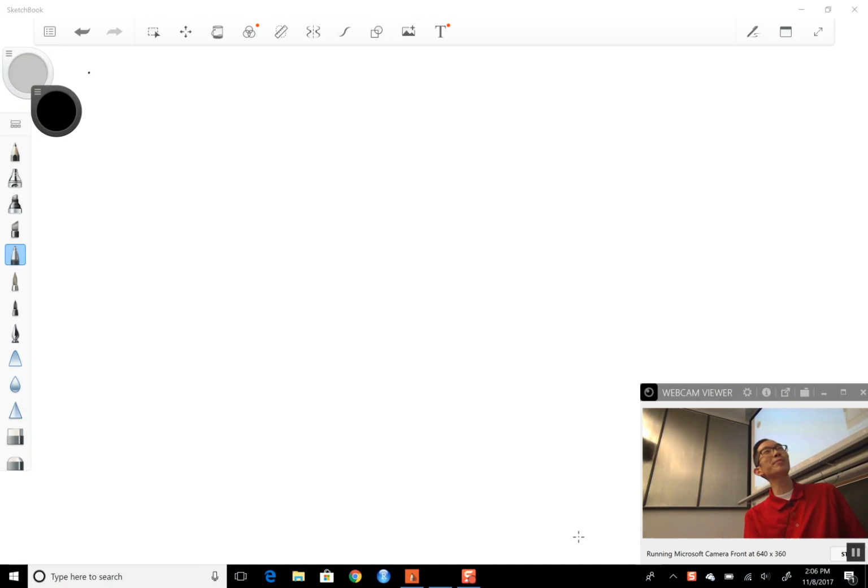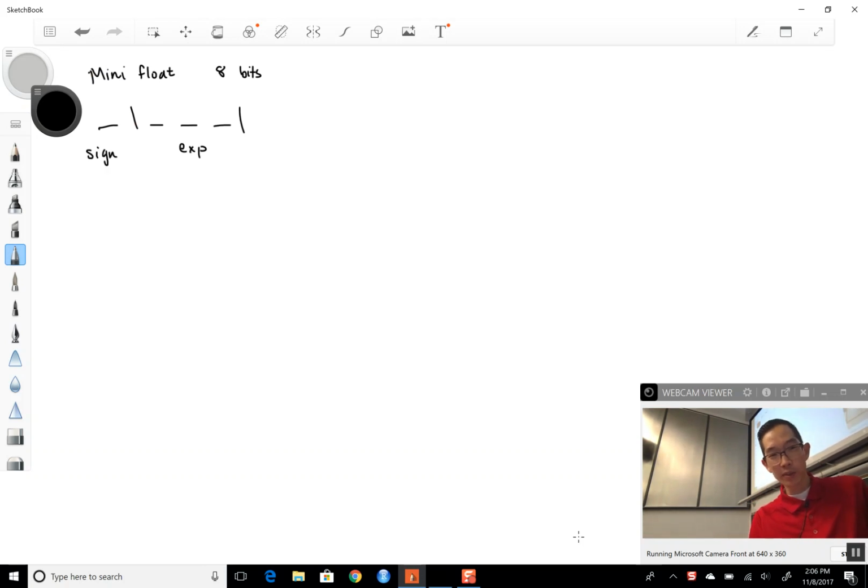Okay, so we left off. We were talking about floating point numbers, and we had our mini float, which uses 8 bits versus the normal 64. With the 8 bits, we have 1 for the sign, 3 for the exponent, 4 for the mantissa. And we said if the exponents are all 1s and we got 0s in the mantissa, then that's going to be infinity.